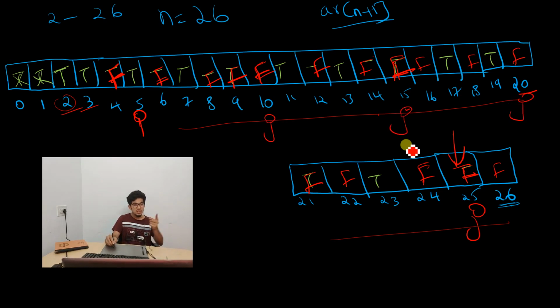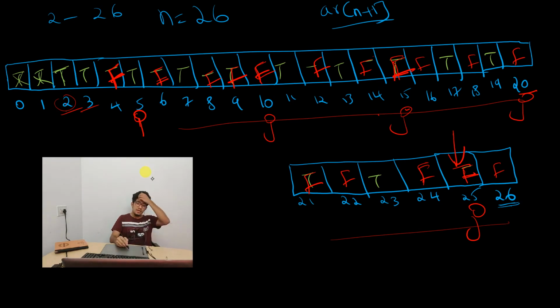Agree? J could have directly started from there? Yes. Please understand that. Your J can start from I square. It doesn't have to start from 2 into I. It can directly start from I square. I am telling you how it is.